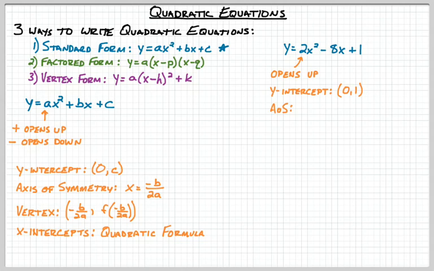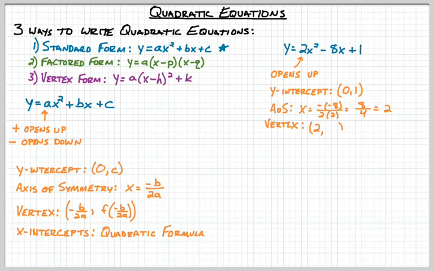The axis of symmetry, well, we're just going to take negative b over 2a. Here b is negative 8, a is 2, so we're going to have negative 8 over 2 times 2. So we just simplify that, 8 over 4, and we get our axis of symmetry being the line x equals 2.